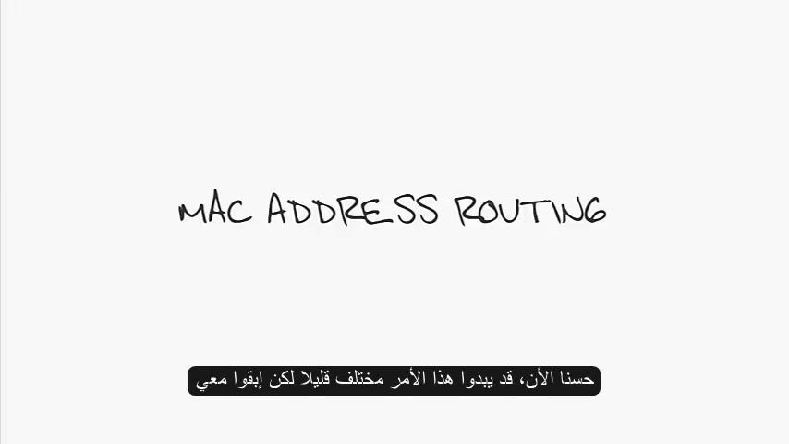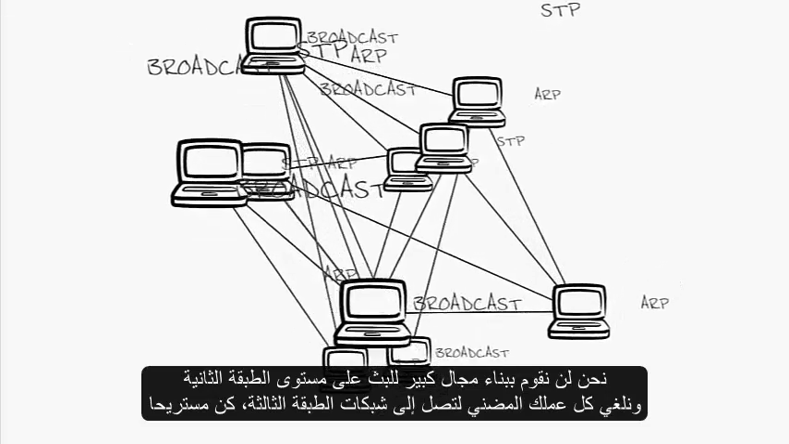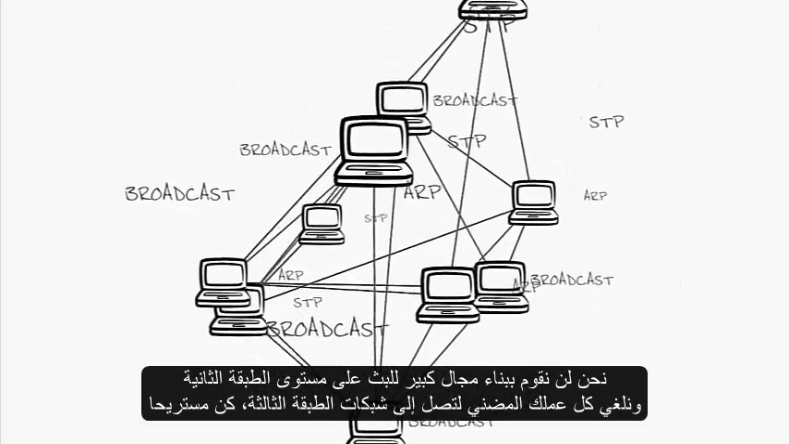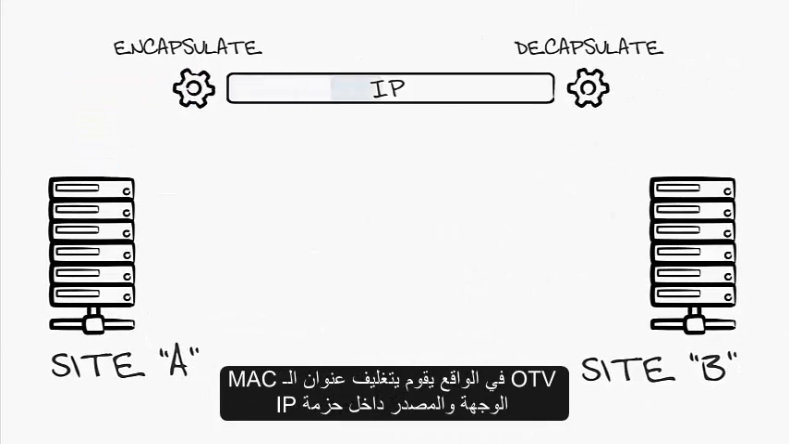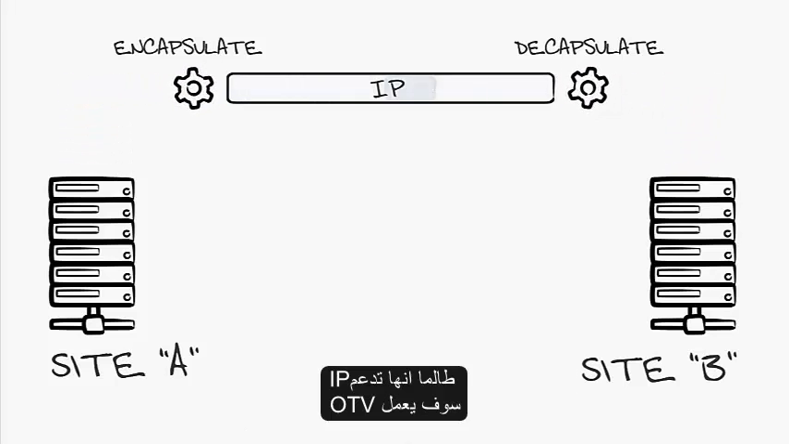All right, now, I know it sounds a little different, but stay with me here. We are not building out a large layer 2 broadcast domain and undoing all of the hard work you've done to get to a layer 3 network. Rest easy. OTV is actually encapsulating the source and destination MAC address into an IP packet. This allows OTV to be core and transport agnostic. As long as it supports IP, OTV will work.